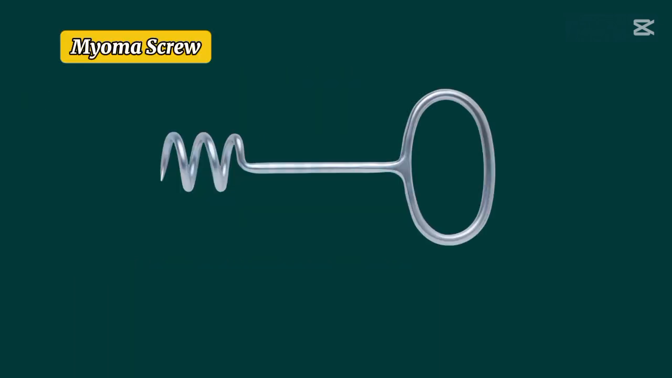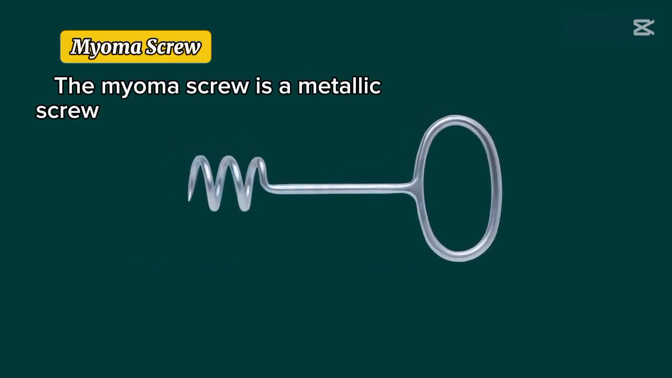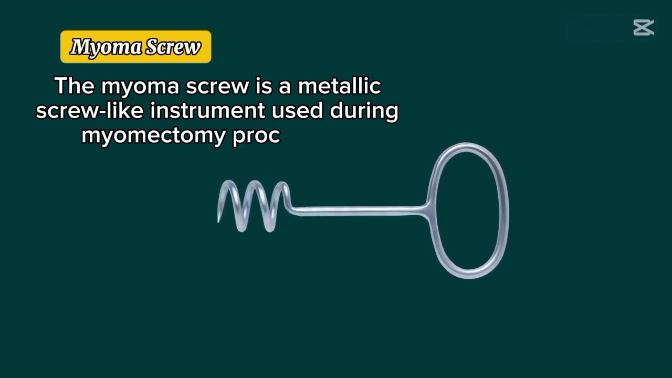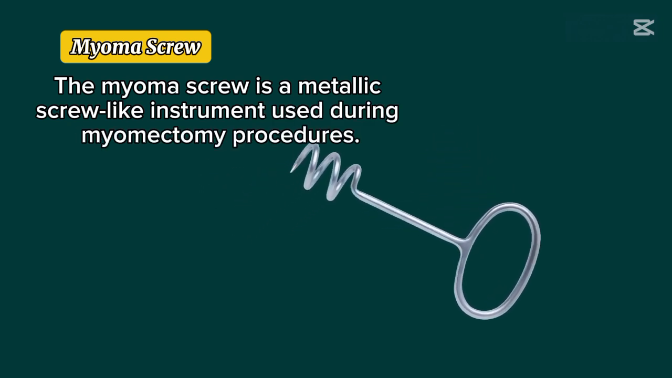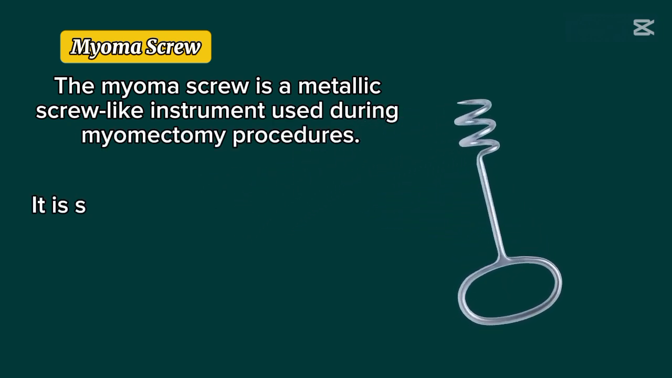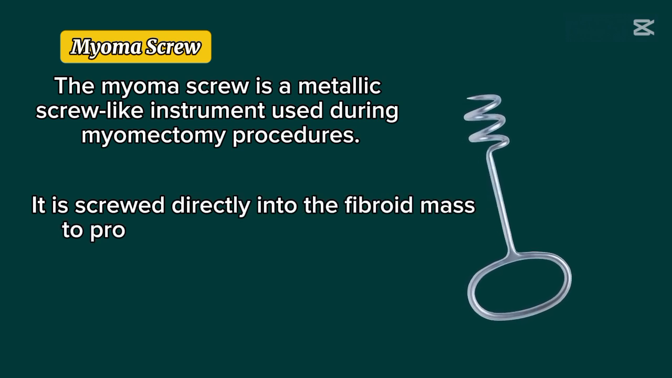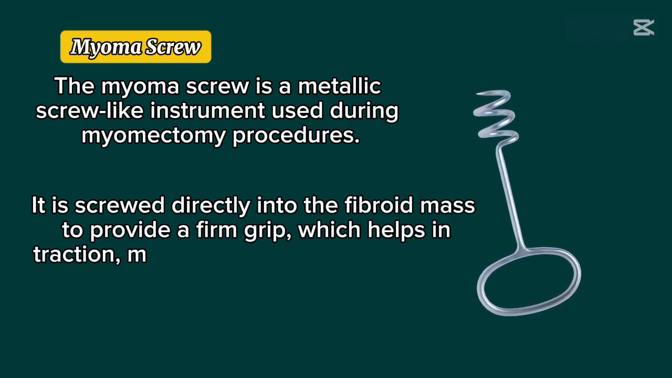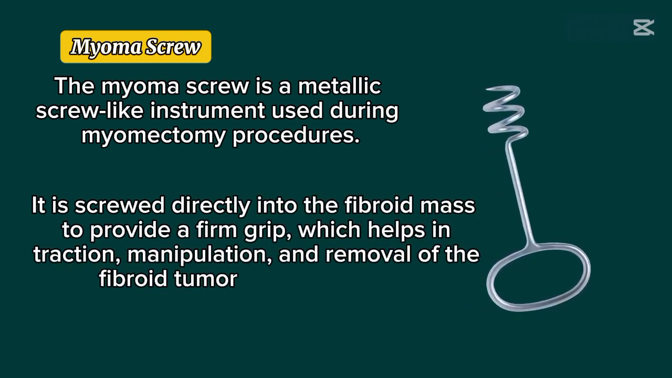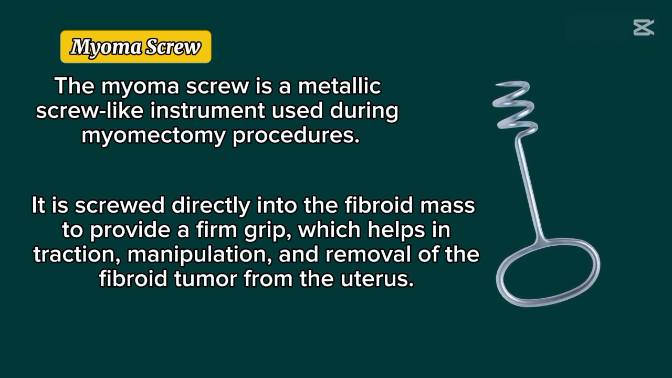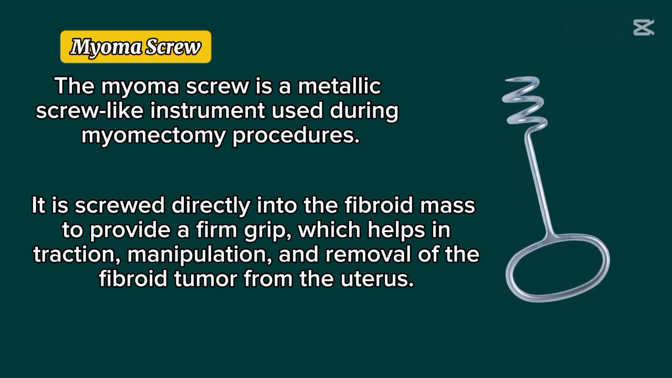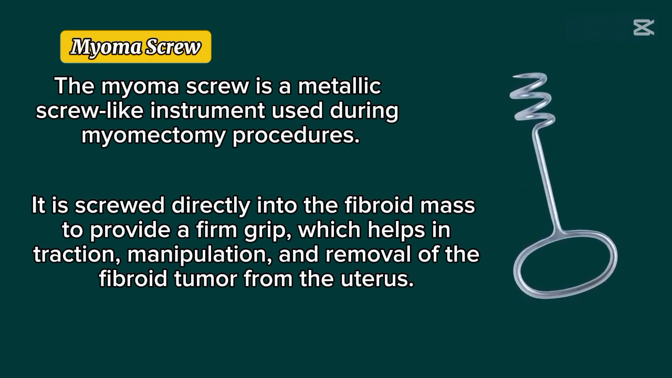Myoma Screw. Myoma Screw is a metallic screw-like instrument used during myomectomy procedures. It is screwed directly into the fibroid mass to provide a firm grip, which helps in traction, manipulation, and removal of the fibroid tumor from the uterus.